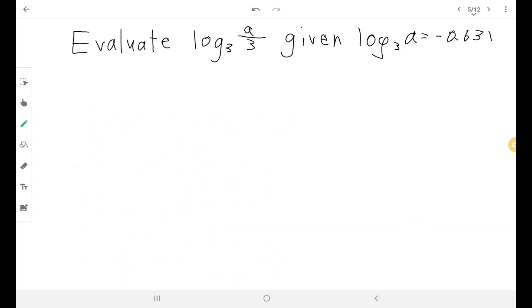All right, so let's evaluate something a little more abstract. Log base 3 of a over 3, if we're told that log base 3 of a equals negative 0.631. So let's look at this log base 3 of a over 3. I could think of this two ways. Maybe I'll do it both ways. I could see that it's division here and say division expands into subtraction. So I could think of this as log base 3 of a minus log base 3 of 3.